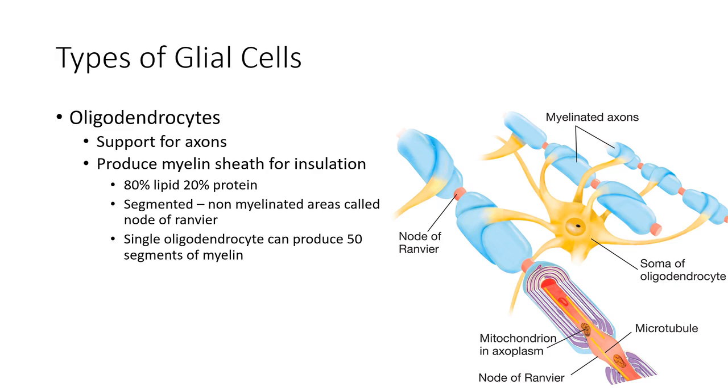Interestingly, a single oligodendrocyte can produce 50 segments of myelin. And again, this is going to happen when the little paddle-like process leaving the oligodendrocyte wraps around the axon. And again, this is in the central nervous system, and this is really happening when the central nervous system is developing.